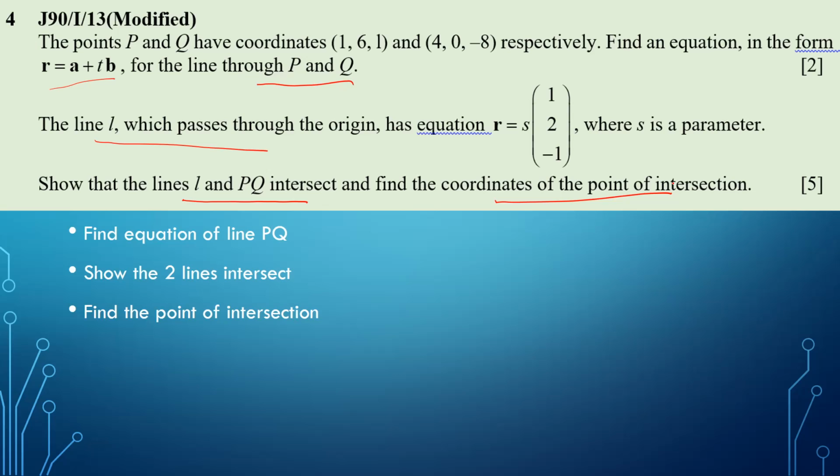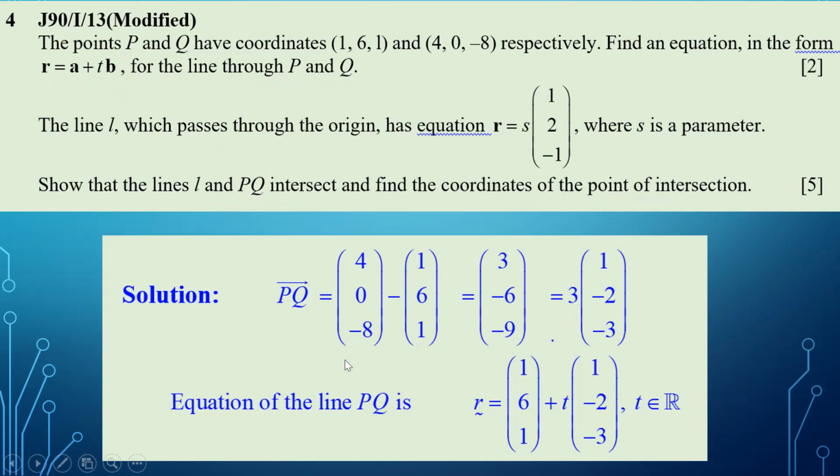To write down the equation of the line PQ in vector equation form, I will need one point and one direction. If you're not sure how to proceed, just refer to examples 1a and 1b in your lecture notes. So as I said, to find the vector equation of the line PQ, I need one point and one direction. And the direction we are talking about will be direction PQ.